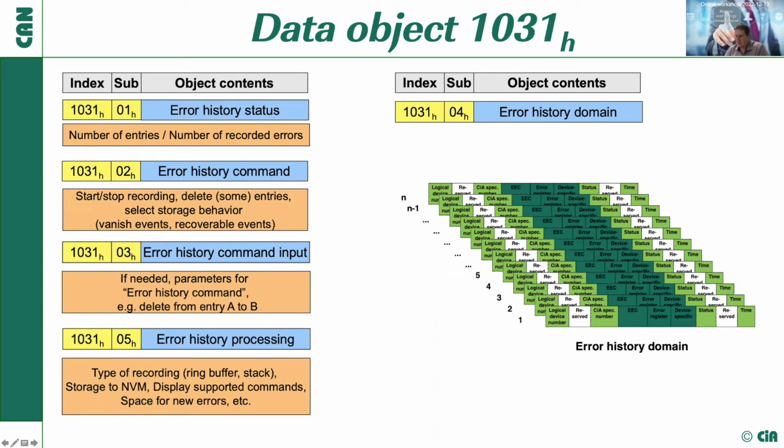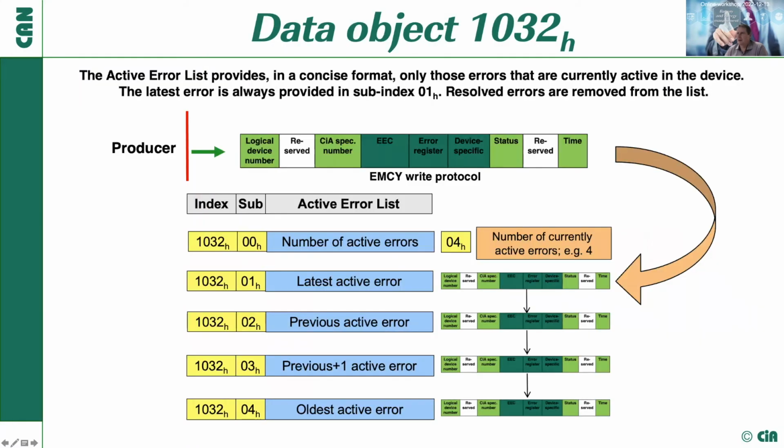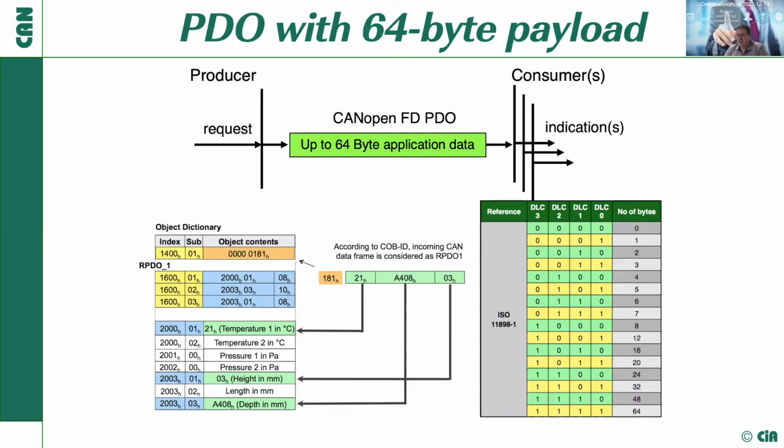For direct reaction during system runtime, we have an additional error history or error listing where only the currently active errors are provided in a concise format. So we have here always the latest error in the first parameter, and the other ones are moving one entry down. So the latest one is always in entry 1. And if an error has been resolved, it is removed from the list. So via that, I see only the active errors here. So much with regard to the error handling.